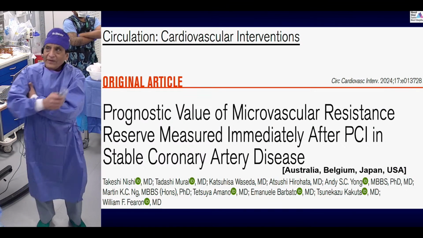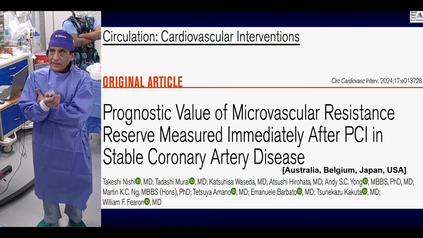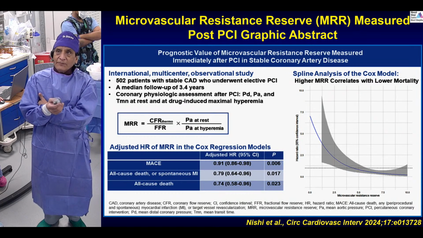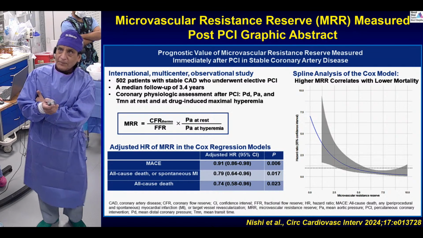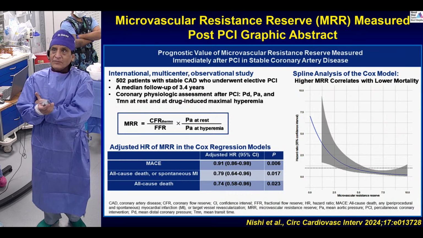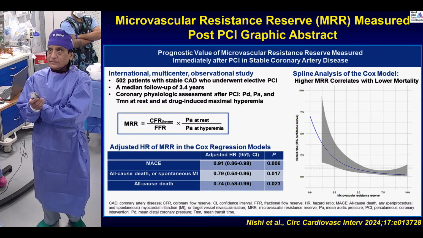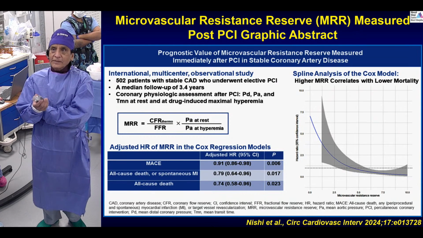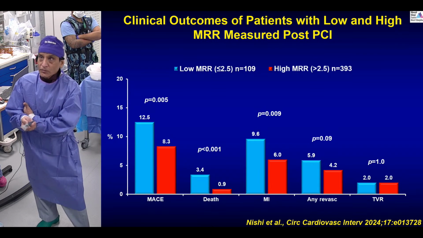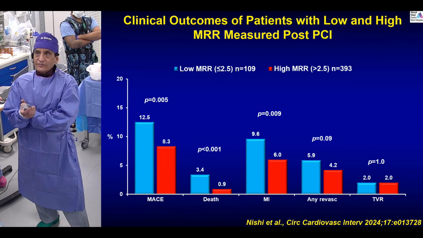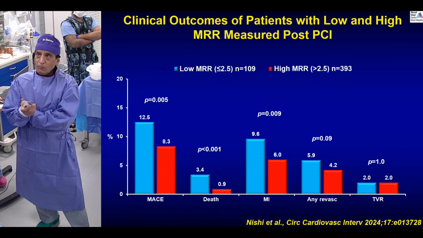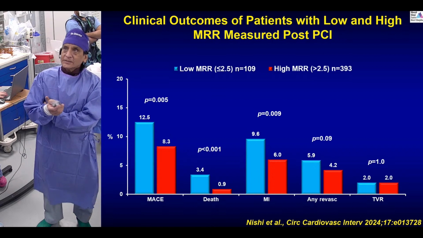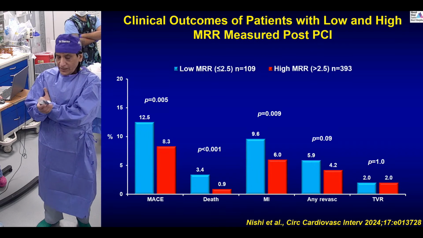Then another quick factor is the microvascular resistance reserve, measured immediately after PCI, in Australia, Belgium, Japan, and USA. Basically, they took the CFR, thermodilution divided by FFR, multiplied by Pa at rest and hyperemia, and they came up with the microvascular resistance reserve, which is less than 2.5 or more than 2.5. More than 2.5 is better, and correlated with MACE, all-cause death, and spontaneous MI as shown here. Very interesting. Look at the death difference. With MRR of more than 2.5, mortality was less than 1% versus 3.4 if it was less than 2.5. So this is the resistance reserve, and of course other endpoints are shown here.